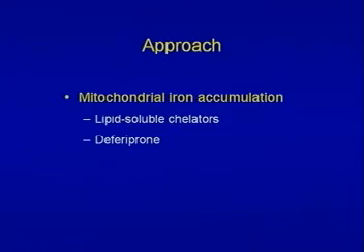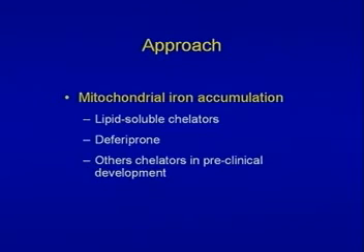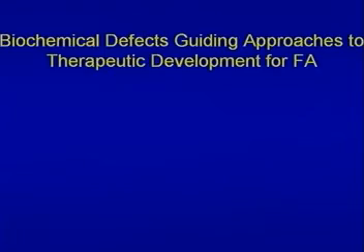That's very important. There are other chelators in preclinical development that I could tell you about, but there are a whole bunch of them. The basic idea, though, is that here's this biochemical defect, mitochondrial iron accumulation, and it suggests a therapeutic pathway. The take-home message here is that the more you understand, as I said before, about the biochemical defects in a disorder, the more therapeutic possibilities suggest themselves.